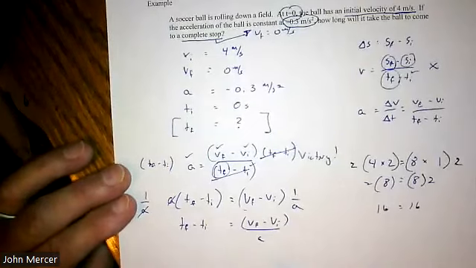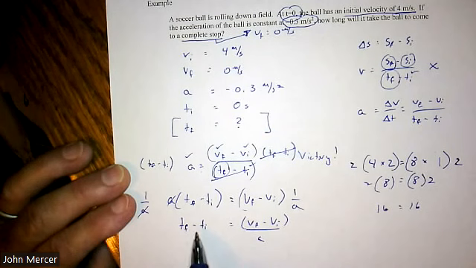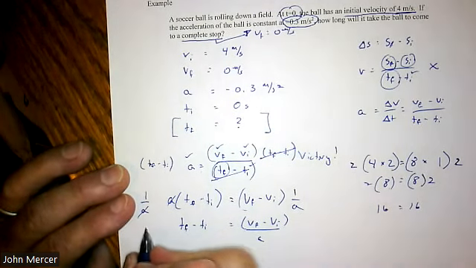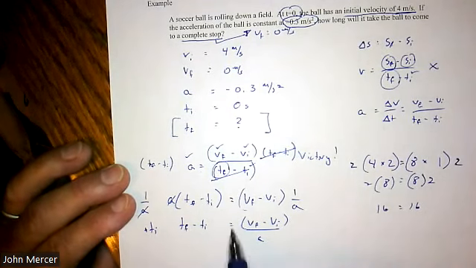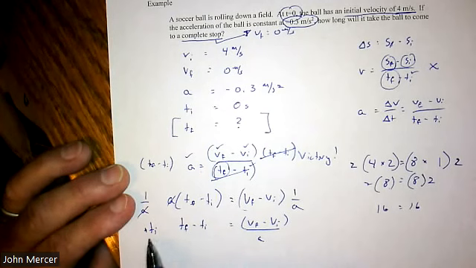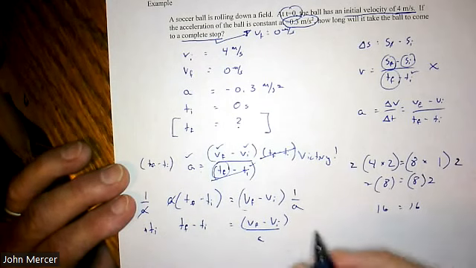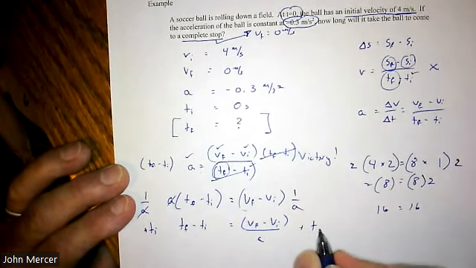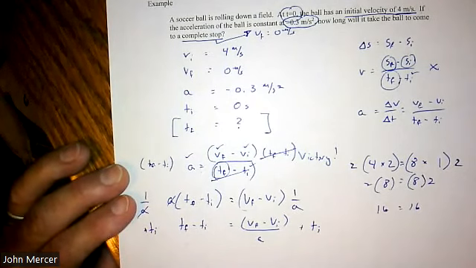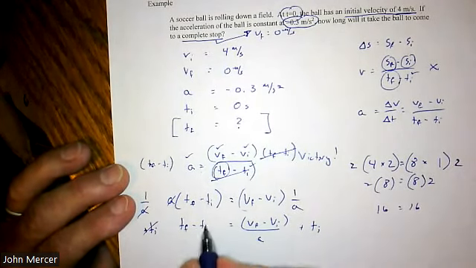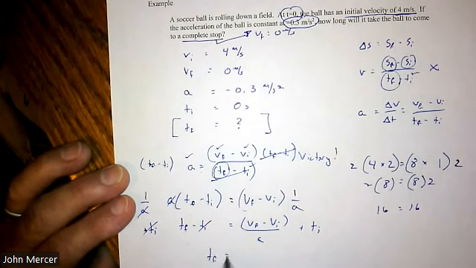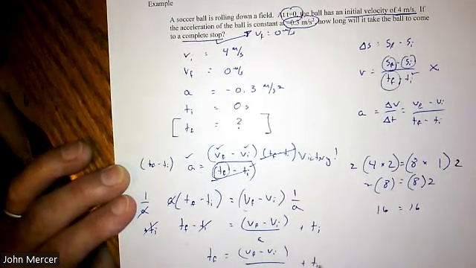Almost there. I've got TF, I want to get that all by itself. How do I get rid of this part here? Well, if I add TI to this side of the equality sign, that will actually cancel that TI out. So if this is -2 and I add 2, that is 0. Whatever I do to the left side of the equality sign, I need to do the same thing to the other side. And now this will cancel that, and I'm left with TF equals (VF minus VI) divided by A, plus TI.